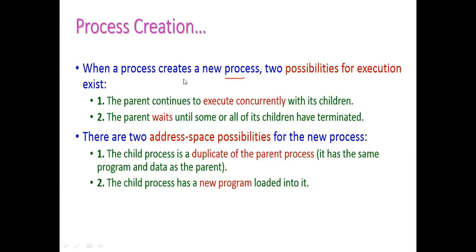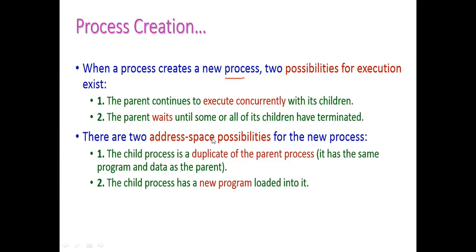When a process creates a new process, two possibilities for execution exist. The first possibility is that the parent continues to execute concurrently with the child process. In the second case, the parent waits until some or all of its child processes complete their execution.